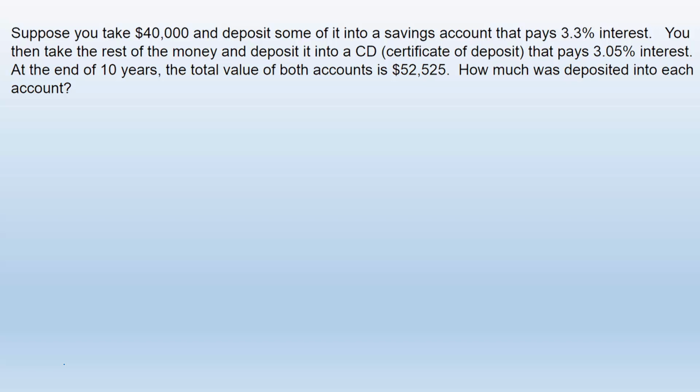So in mathematics, anything you don't know, you should give a name of a variable. So we're going to say x. So x will be the amount of money in savings, for instance. If we put x dollars into savings, then how much is left for the CD? Well, the amount left over would be 40,000 minus x.